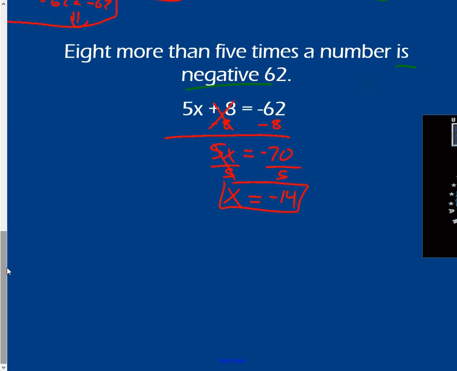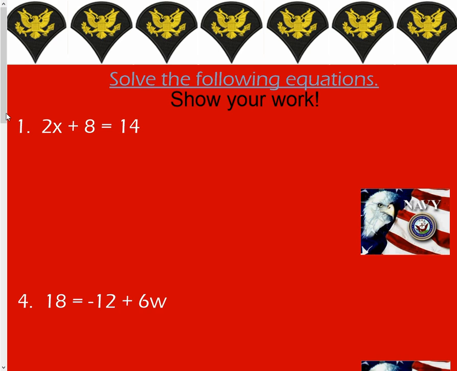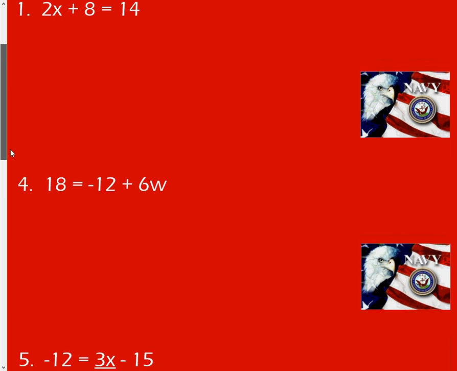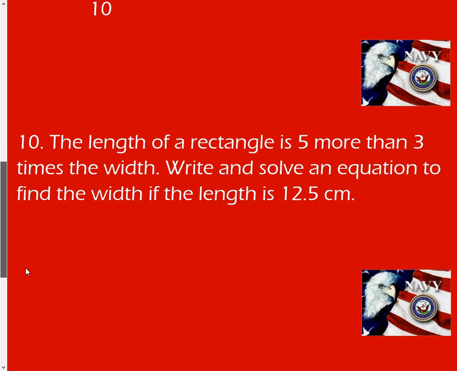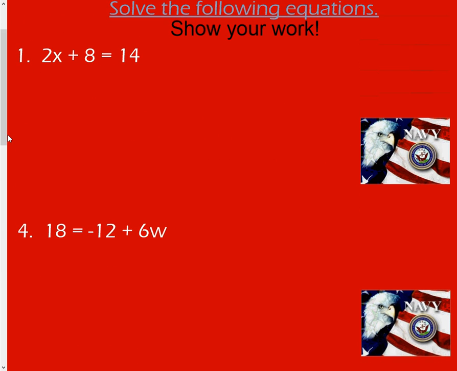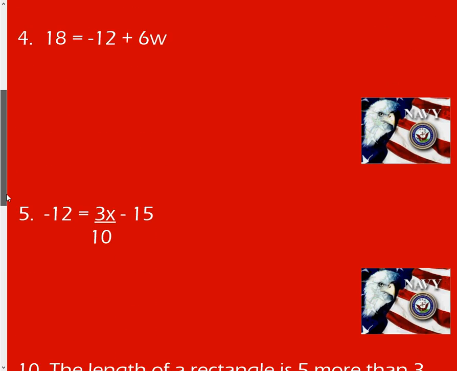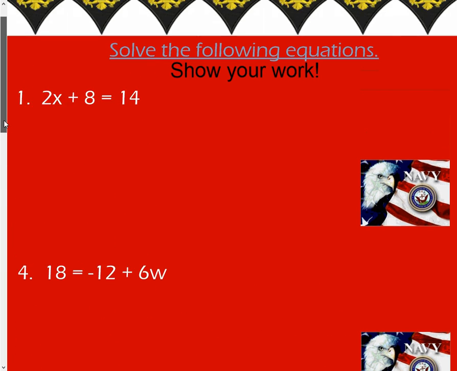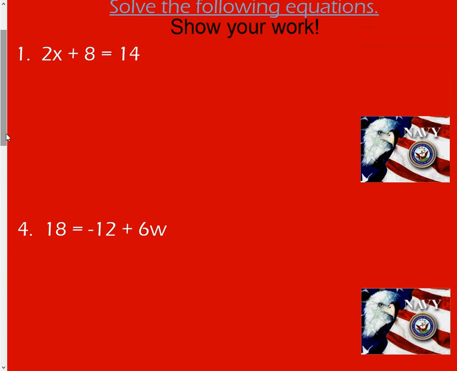Why don't you pause for a second? I'm just going to give you 2 of these examples. Do these 2. I know it says 1 and 4, but hey. Those are the ones I want you to try. So pause it for a second. Work these 2 out. Unpause it, and I'll show you how to do it.